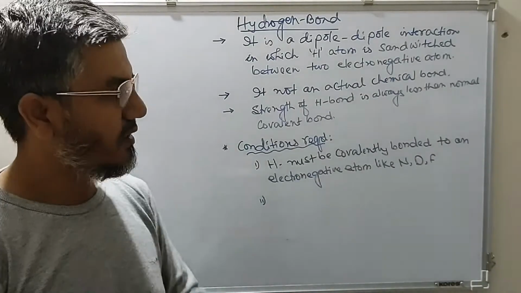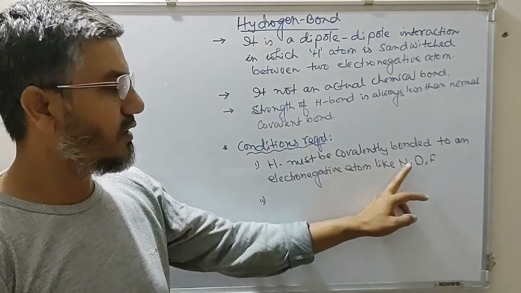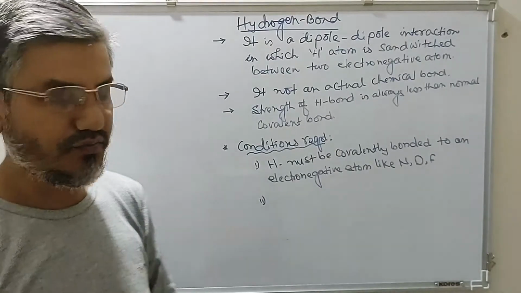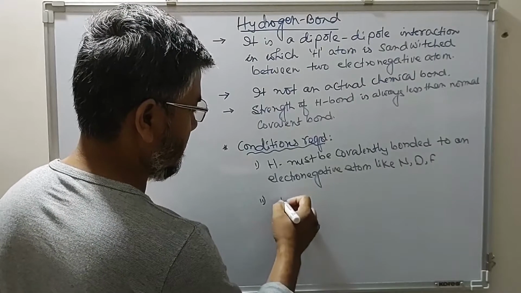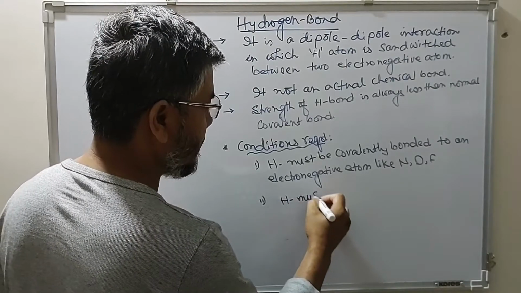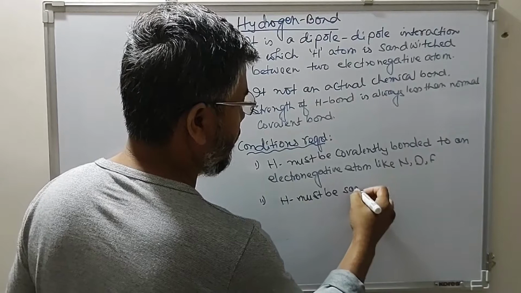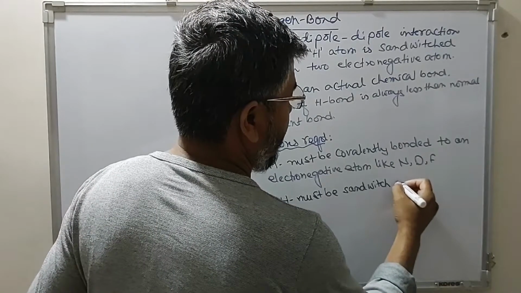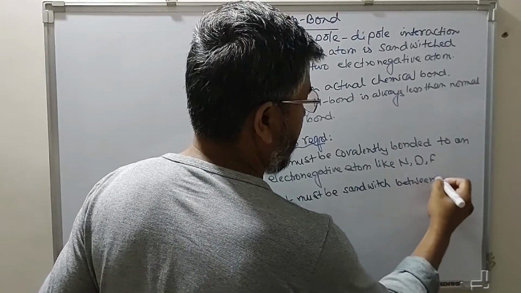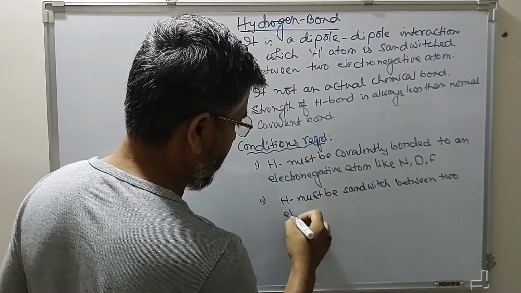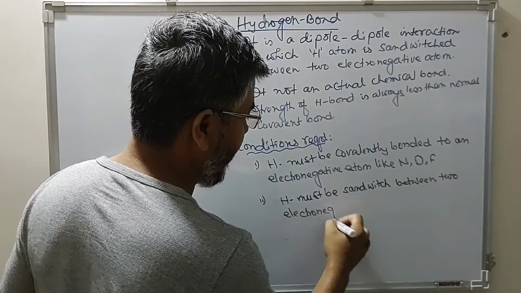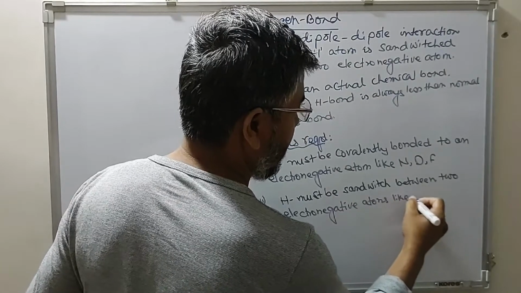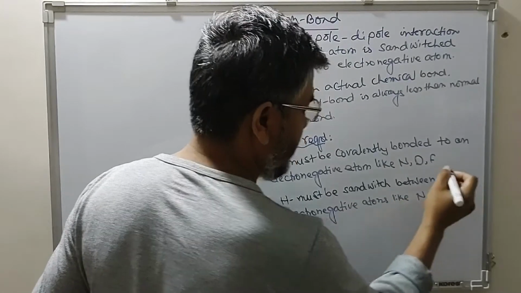The second condition is that hydrogen which is covalently bonded to an electronegative atom must be sandwiched between two electronegative atoms like nitrogen, oxygen, fluorine.